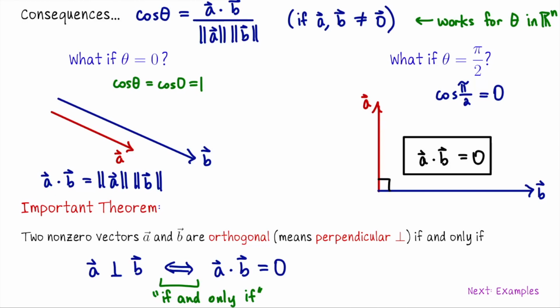I said non-zero vectors here, but if one of them is 0, we typically think of the 0 vector as by default perpendicular to everything. So this is of course more interesting when we're looking at non-zero vectors like I've sketched up above.